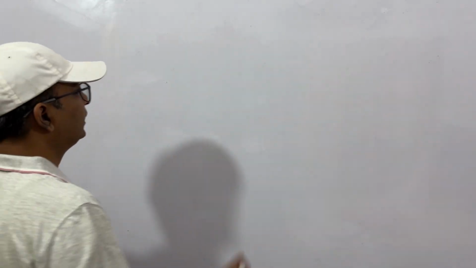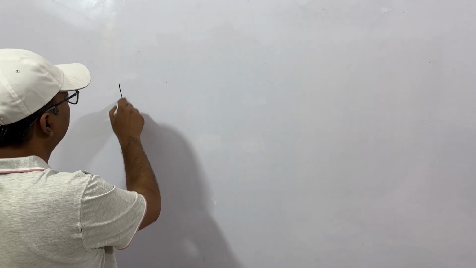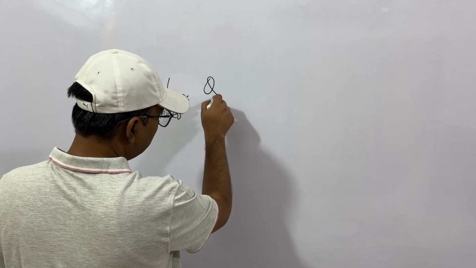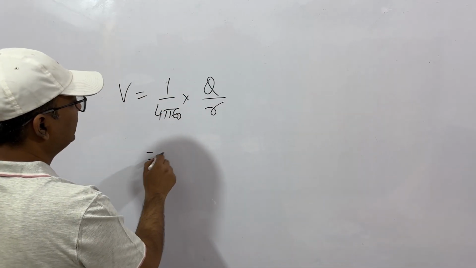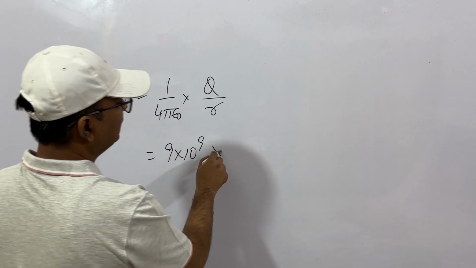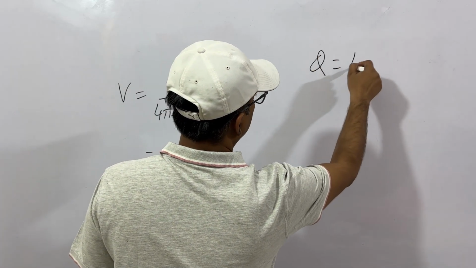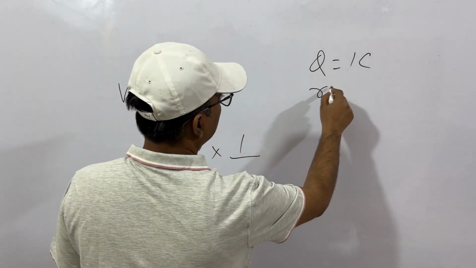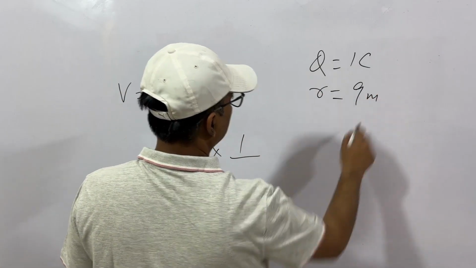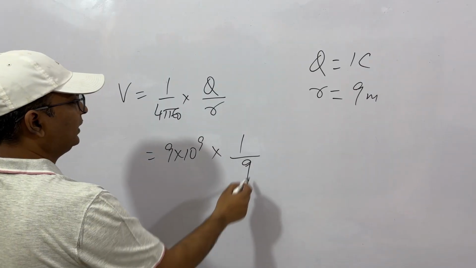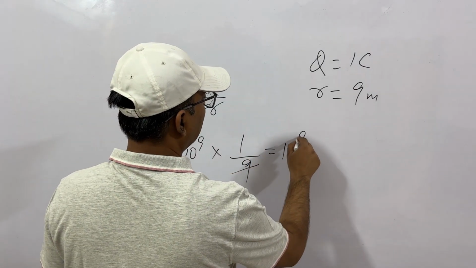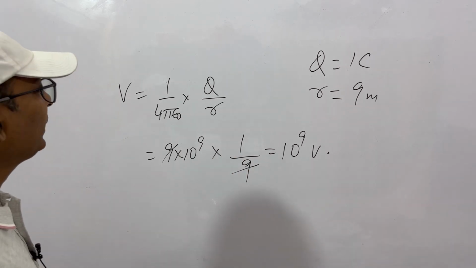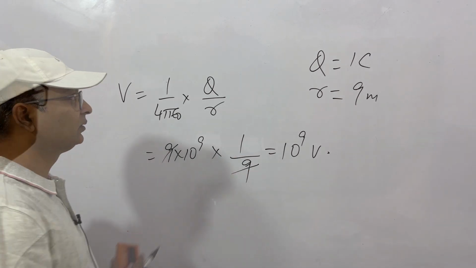So if you want to understand in numbers, the potential is 1 by 4 pi epsilon 0 into charge by distance. This you know is 9 into 10 to the power 9. Let's assume charge is 1 coulomb, though this is a very big charge, but let's say it is 1 coulomb. And let's say we want to know at 9 meters, what will be the potential. So put it here 9, you'll get 10 to the power 9 volts. The unit of potential is volts. Okay, so this is how we calculate potential.